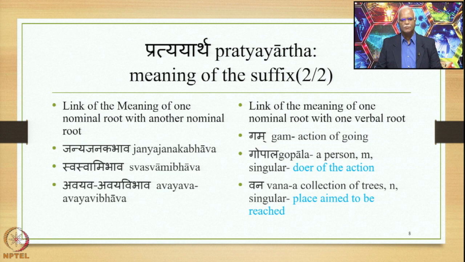Similarly, vana, which means a collection of trees, and vana is a pratipadika, and so the pratipadikartha includes a collection of trees, neuter gender and singular number. This pratipadikartha is related to the dhatvartha gama in a particular manner, in a particular relation. That relation is that vana is a place which is aimed to be reached. It's a destination. And this is an important part of the action of going, which is required for its accomplishment.